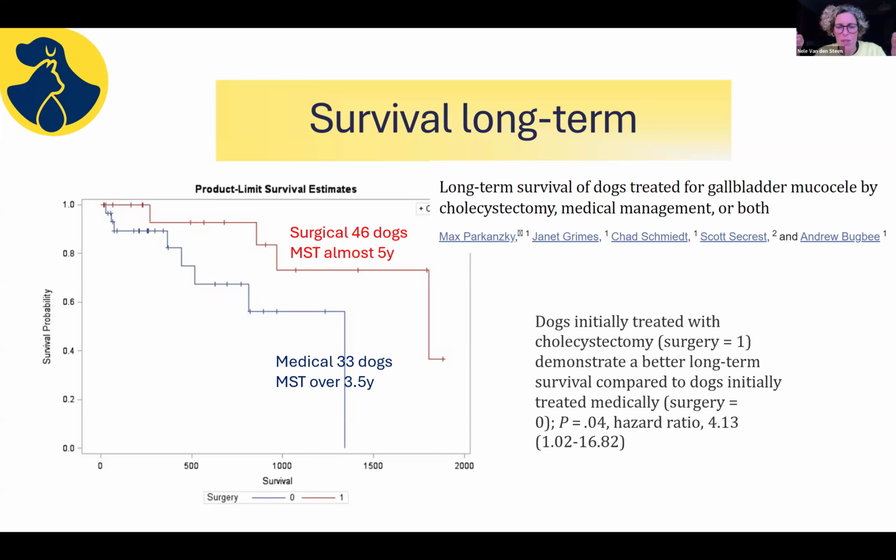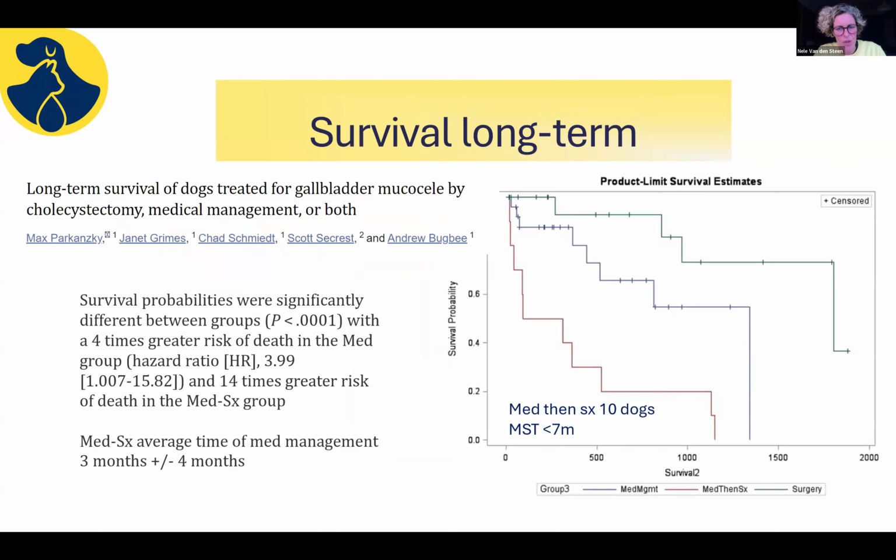The median survival time is almost 5 years, which is significantly longer than the dogs that were treated medically, with a median survival time over 3.5 years. Now, obviously, take into account the average age of these dogs at presentation is 9 to 10 years. So these dogs that are treated surgically, they live forever, okay, as long as they survive the first 2 weeks.